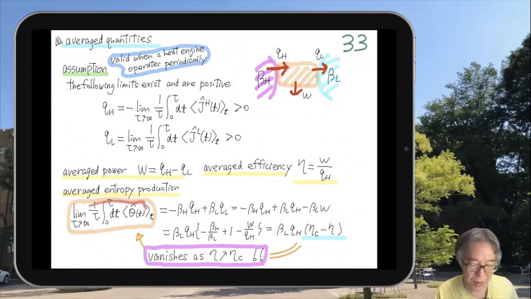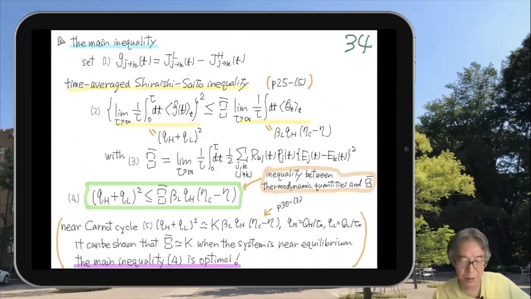So this measures a kind of loss or dissipation. And so this means that whenever you have dissipation, your efficiency differs from the Carnot efficiency. So your efficiency can be equal to Carnot efficiency only when you don't have any dissipation, any loss. Okay, now we are almost done.